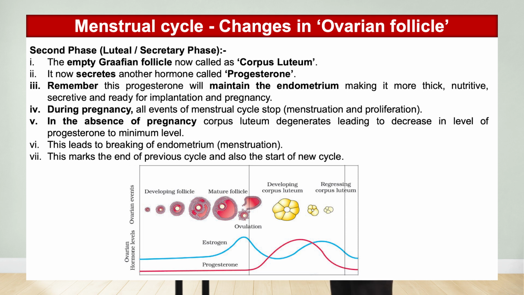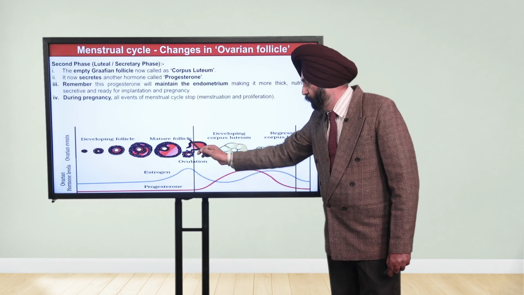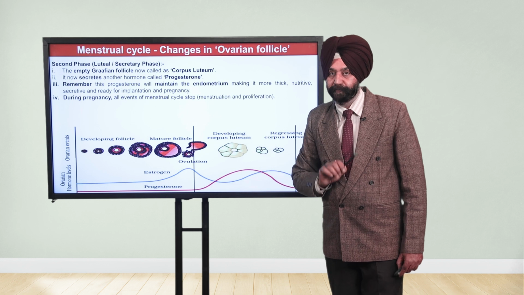It makes it thick, more nutritive, and ready for implantation and pregnancy. During pregnancy, all the events that we saw in our previous slide regarding the uterus, they stop. That is, menstruation stops, proliferation of oocyte stops.